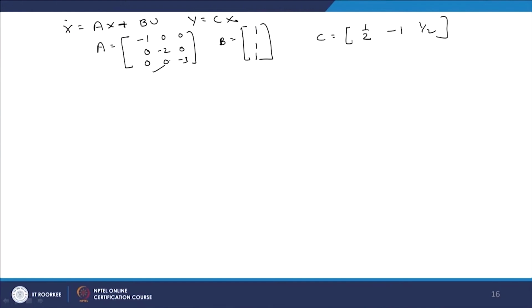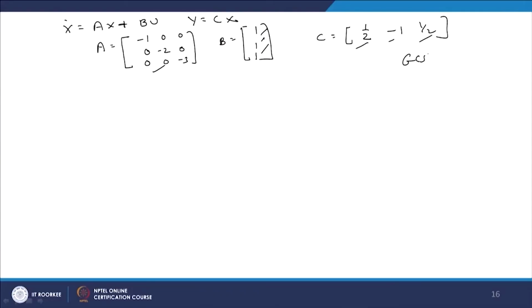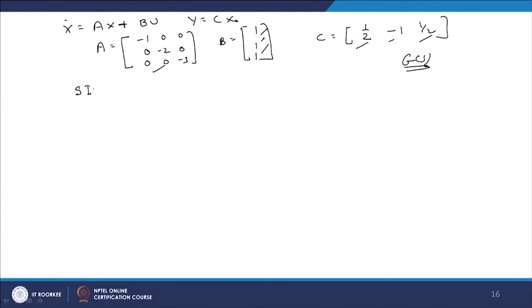A is minus 1 0 0, 0 minus 2 0, 0 0 minus 3, B is 1 1 1, and C we have taken as 1 by 2, minus 1, 1 by 2. And now we want the transfer function model, that is we want G of s. So, now we will follow the steps which I have discussed earlier. The first step is we write sI minus A. So, what is sI minus A?